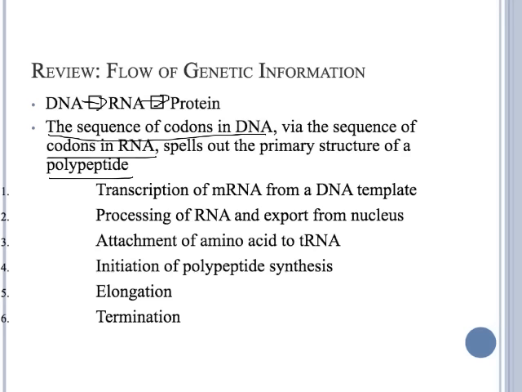This happens via first the transcription of mRNA. Then remember, I process the RNA: I cut out the introns, and I add a cap and a tail. tRNAs pick up their appropriate amino acids, and then I start building a protein, I do elongation, and then finally I stop building my protein.